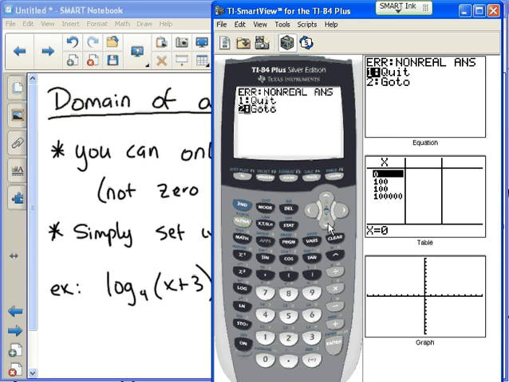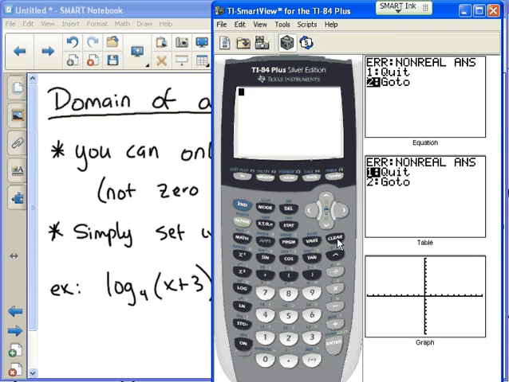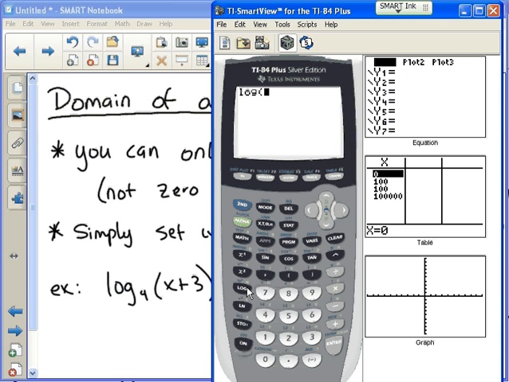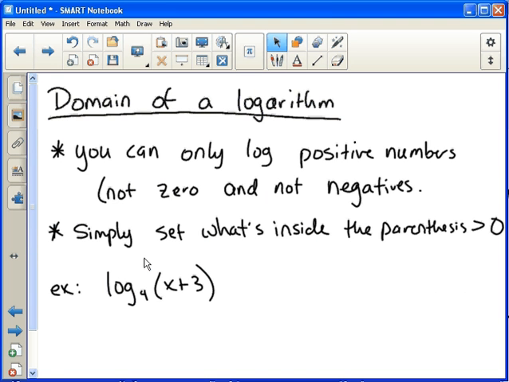Okay, you also cannot log 0. That's also going to give you an error. So you can only log positive numbers. I said that very specifically. You can only log positive numbers. That means you can't log 0, and you can't log negatives.